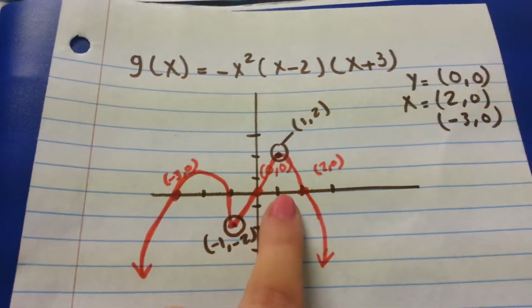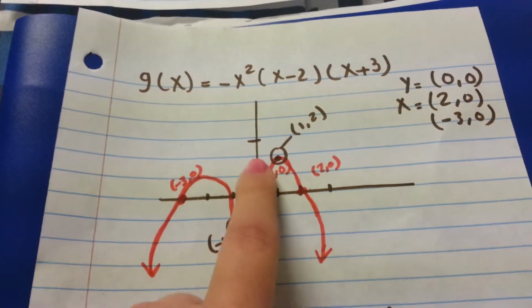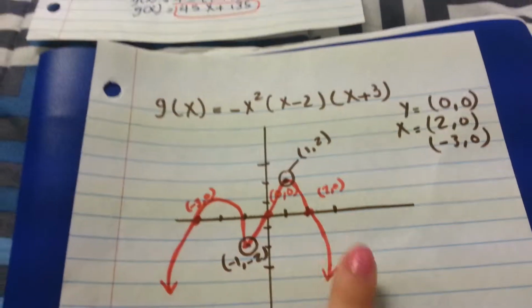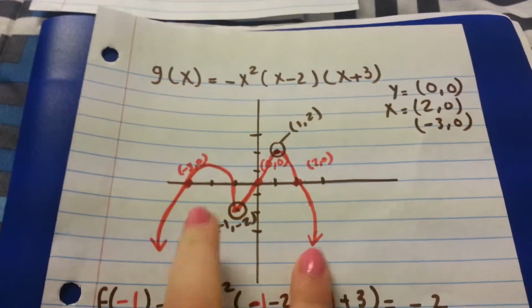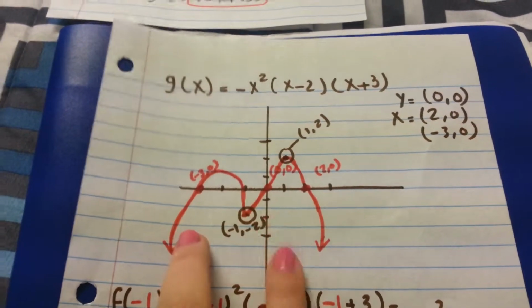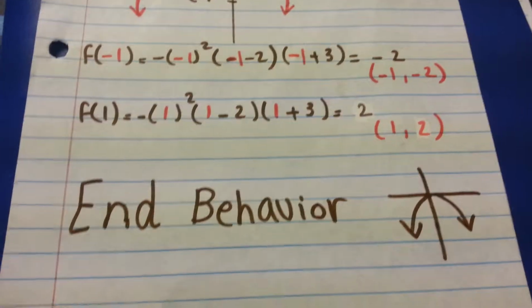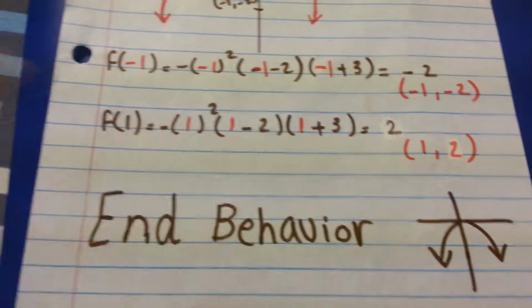So x is 1 and y is 2, and I just plot it and connect everything together. This is my end behavior, going down. And this is just the original equation, and that's it.